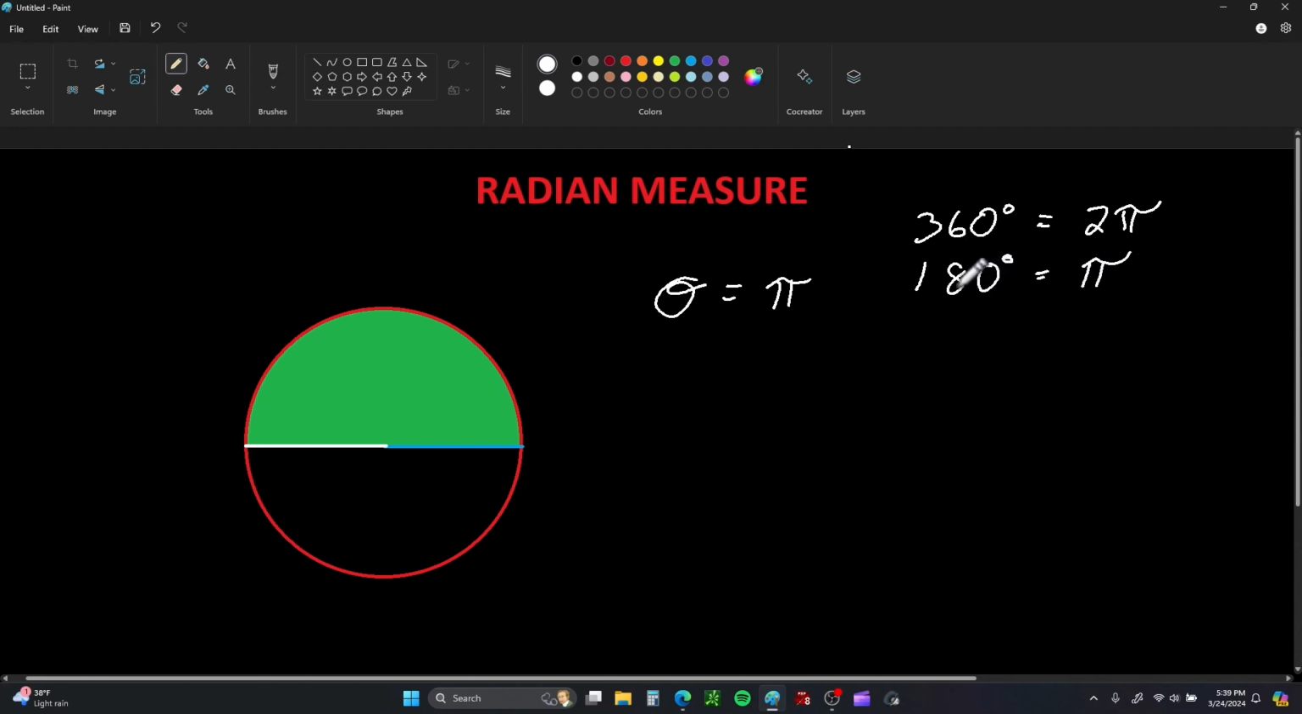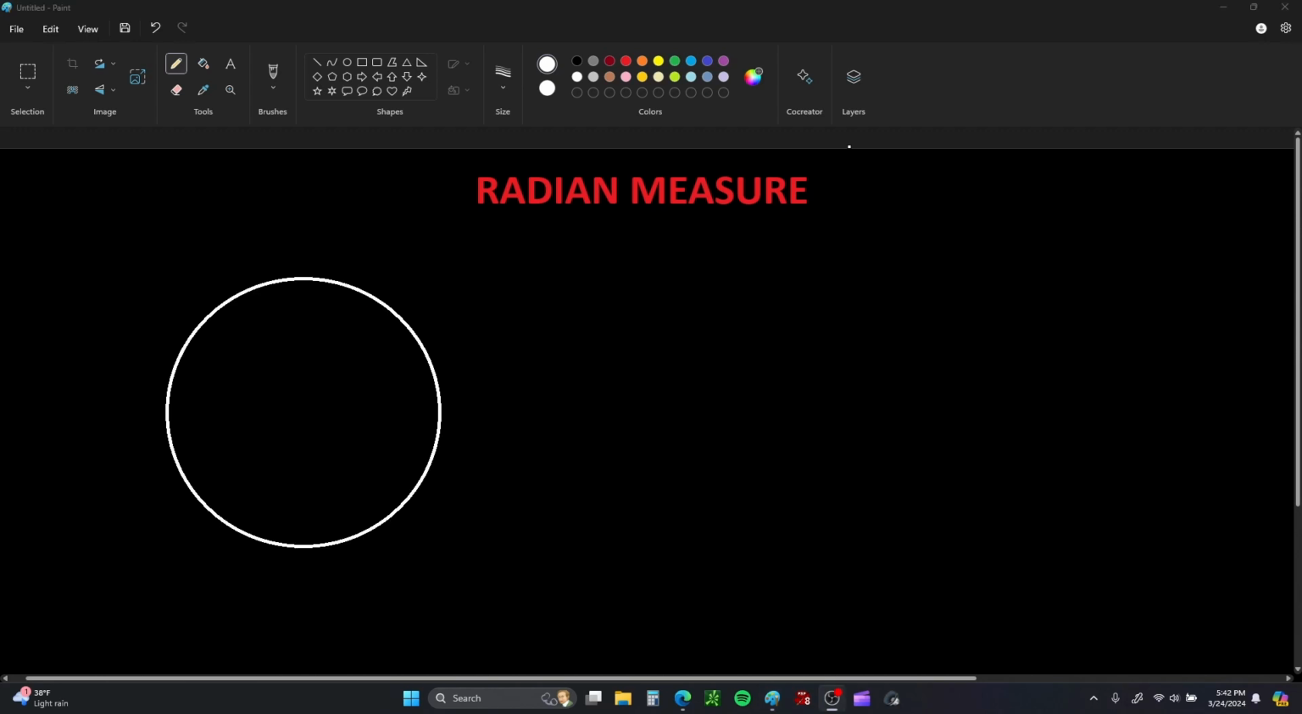So from here, we should be able to come up with the formula that to go from degrees to radians, 1 degree is equal to pi over 180. So then using that, 1 degree equals pi over 180.